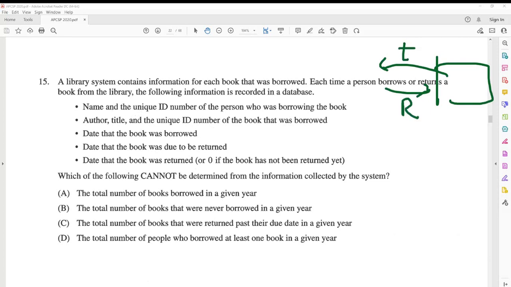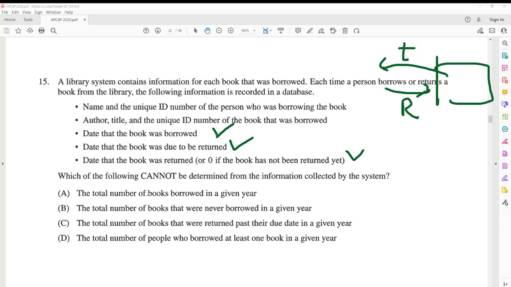The information recorded is the name and unique ID of the person borrowing the book, the title and unique ID of the book that has actually been borrowed, the date the book is borrowed, the due date, and then the date it is actually returned. Which of our information cannot be determined from the information collected here?